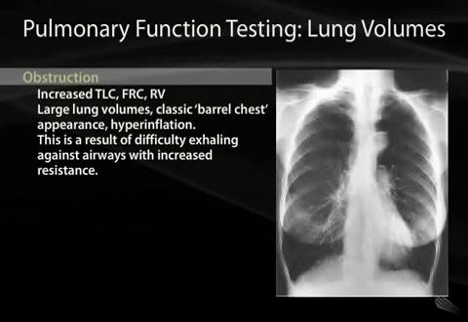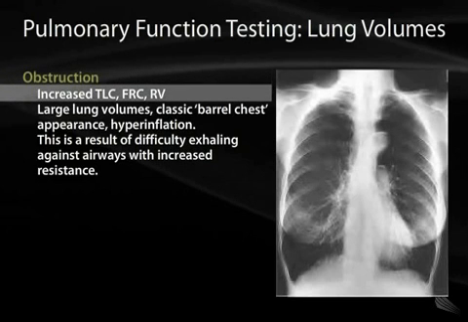When we do lung volume testing, we'll see a certain pattern of lung volumes. So for example, we can find out what the total lung capacity is, what the residual volume is. In obstructive diseases like asthma, COPD, and emphysema, we typically see increased lung volumes: increased total lung capacity, increased functional residual capacity, or FRC, and increased residual volume.